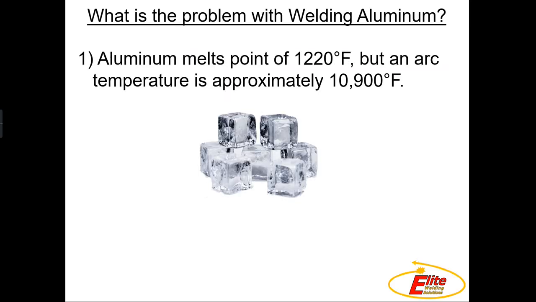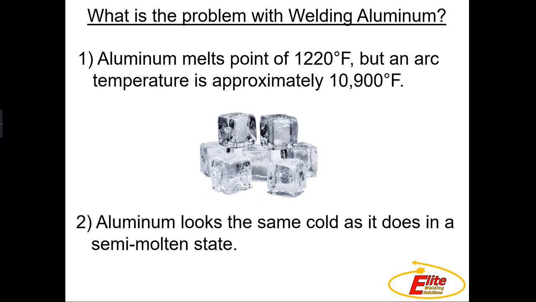First things first, the problem with welding aluminum. The first one is that aluminum melts at 1220 degrees Fahrenheit, but the plasma that you're creating is almost 11,000 degrees. So blowing through this and making a big hole is very, very easy.